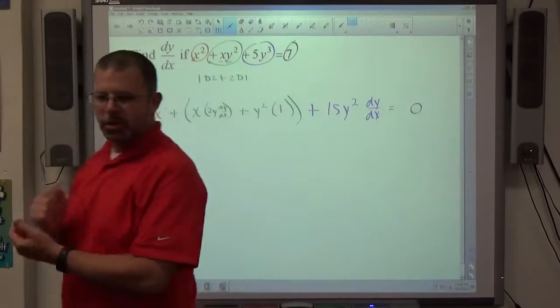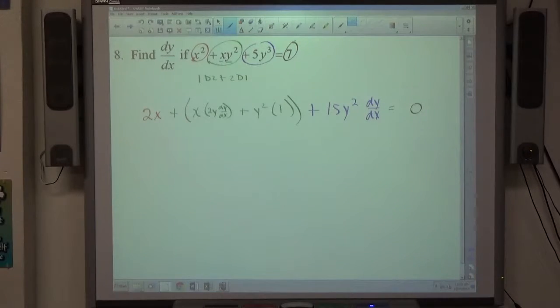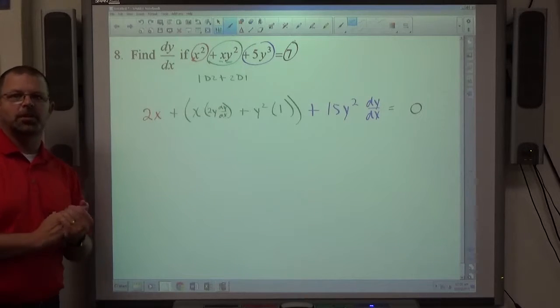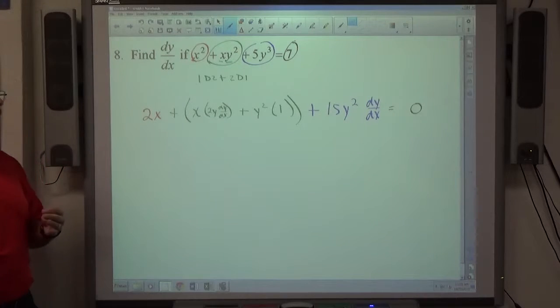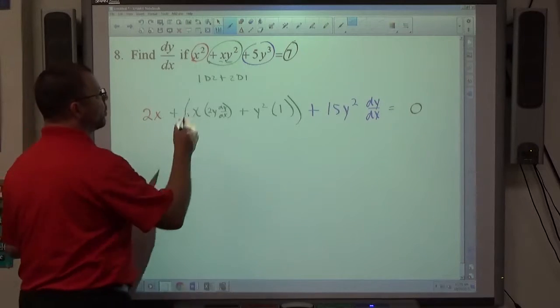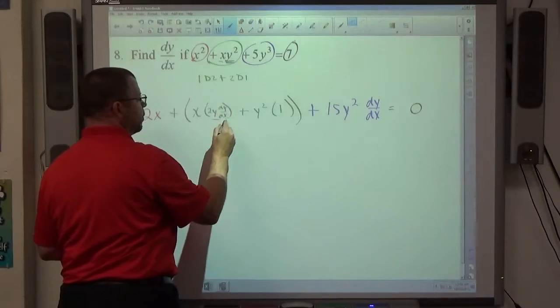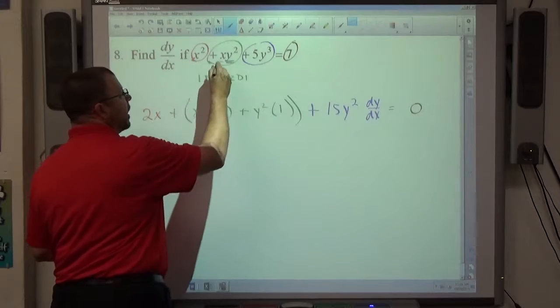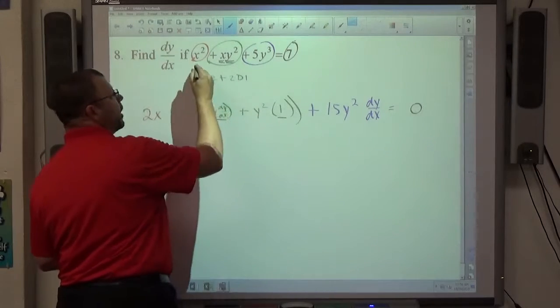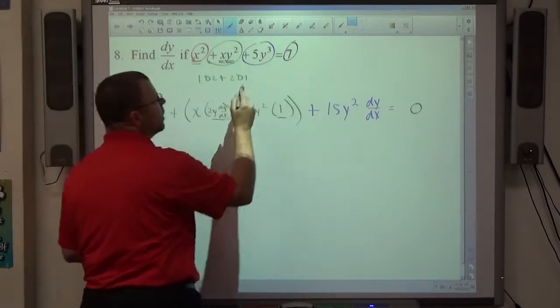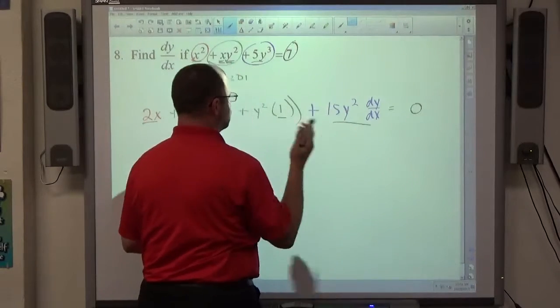All right, so job 1, differentiate everything correctly. And again, if your derivative is of a y function, dy dx goes on it. If it isn't, you just simply do the derivative. So here's a y function, there's this derivative dy dx. Here's an x function, there's this derivative, no dy dx. X function, no dy dx. Y function, dy dx.